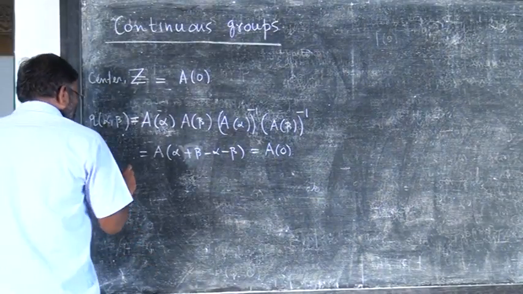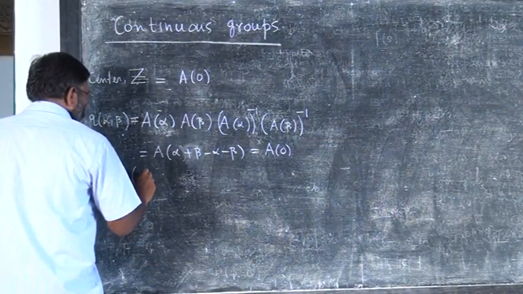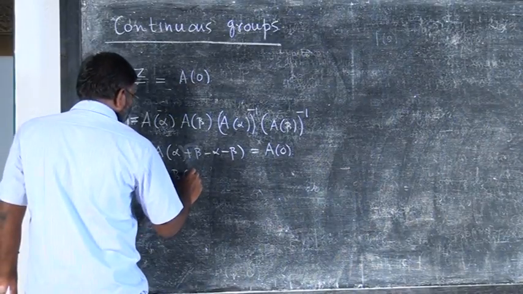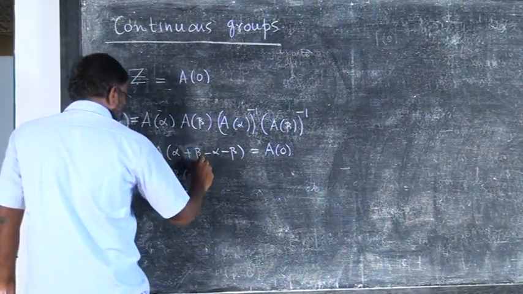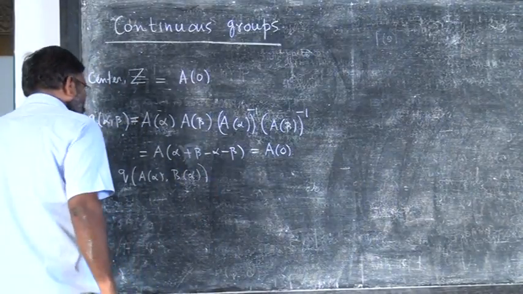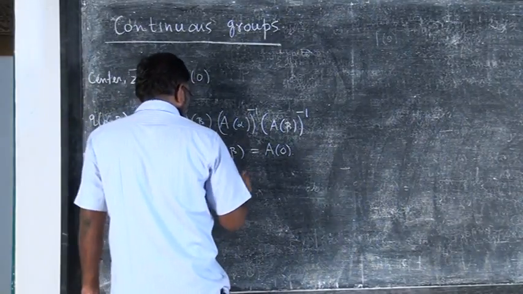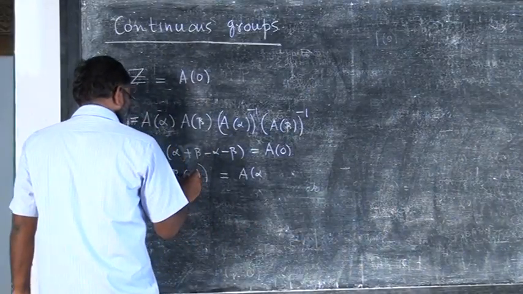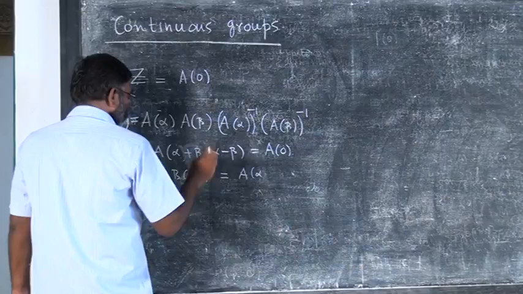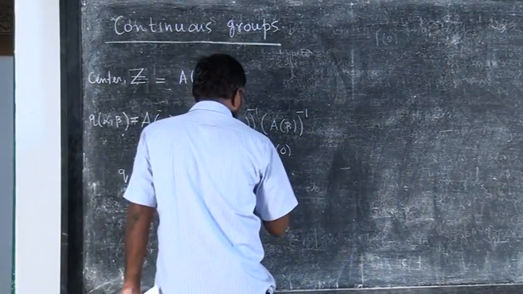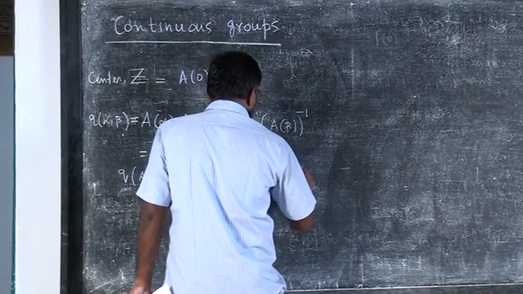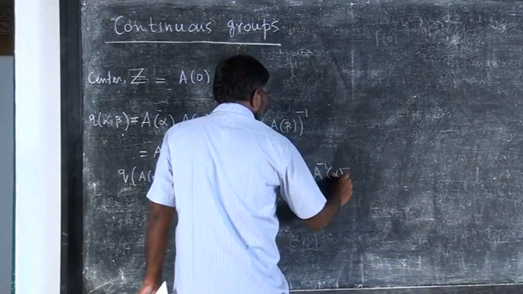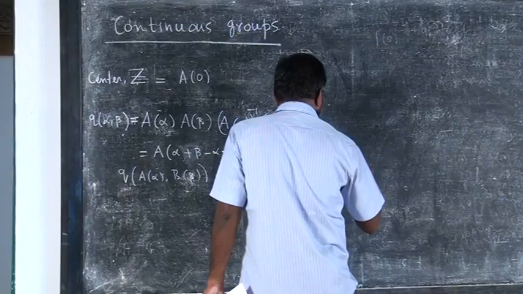Now if you take the commutator of A alpha and B alpha, what will you get? Generally you can have B beta. So A alpha, B beta, A inverse alpha, B inverse beta.